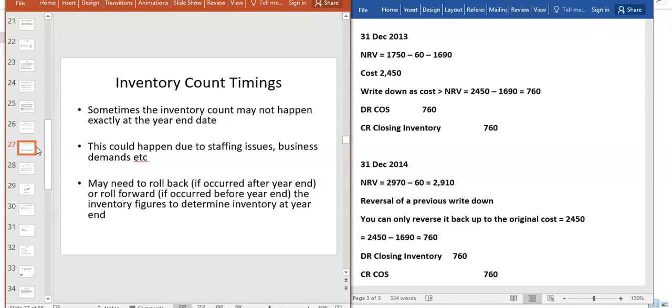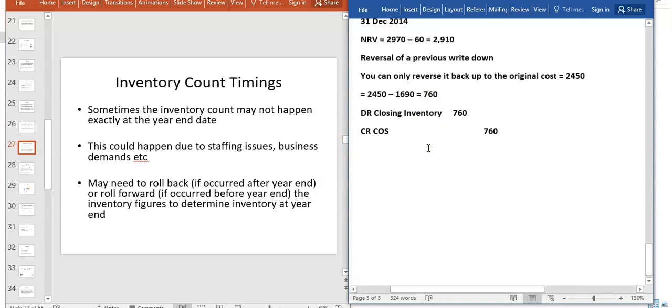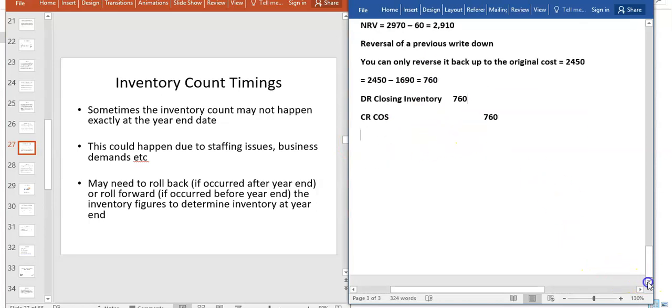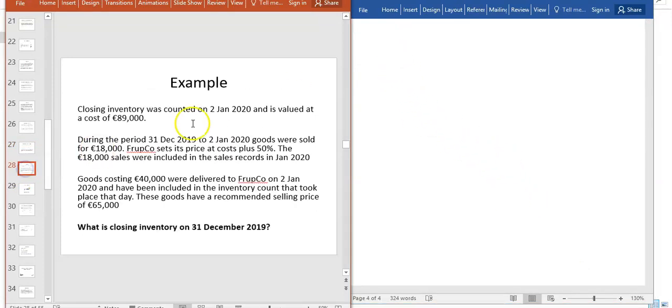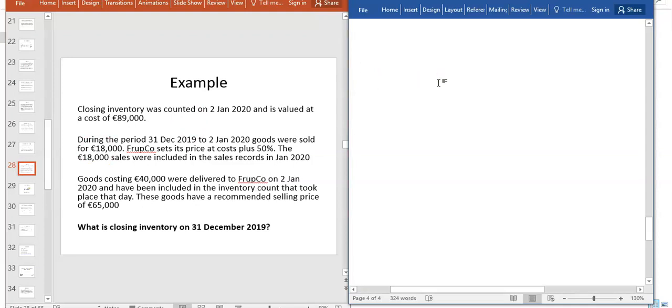So we have a procedure you can use called a rollback if you did the inventory count after the year end and want to bring it back to the year end, or you can do a roll forward procedure where you undertook the inventory count before the year end and want to bring it forward to, for example, a 31st of December year end. And what you need to be able to think about then is, how do I adjust those figures to get the right figure in the statement of financial position and the statement of profit and loss for my closing inventory? And the best way of looking at this is, let's look at an example.